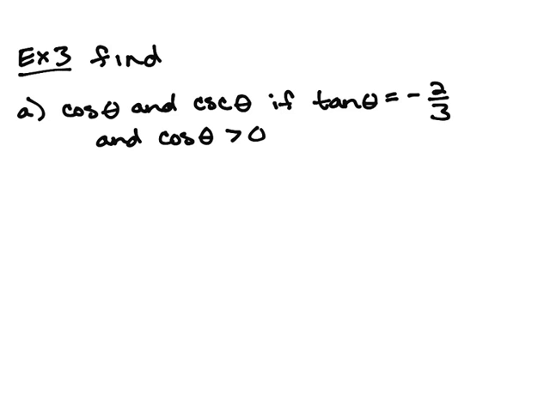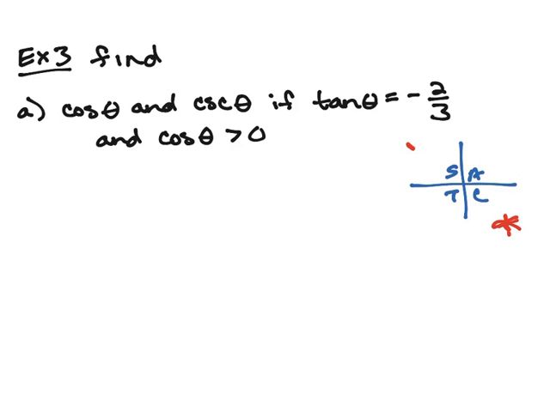Okay, I want to find cosine theta and cosecant theta if tangent is negative 2/3 and cosine is greater than 0. Okay, well, the first thing I got to figure out is what quadrant am I in? Tangent's negative, so I am either in quadrant 2 or 4, and cosine is greater than 0, cosine's positive, so I am in quadrant 4.